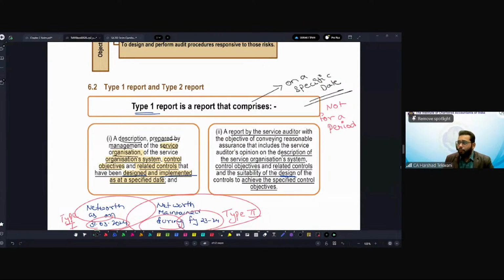Can anyone tell me what is the standard? If I want to issue a type 1 or type 2 report, which standard will I follow? Okay, Vignesh.